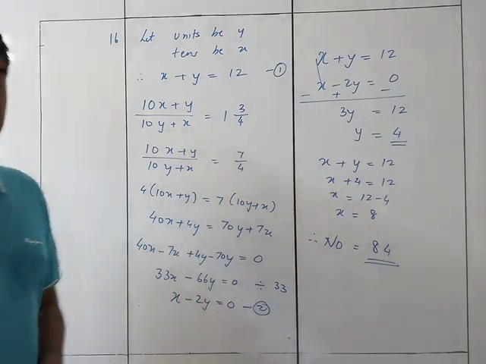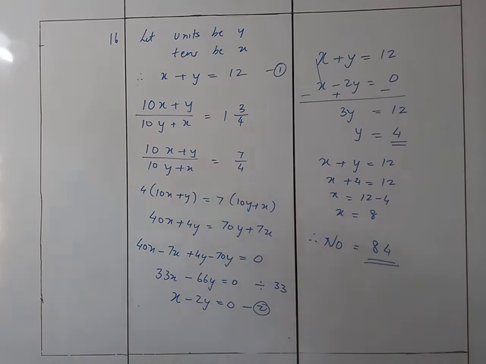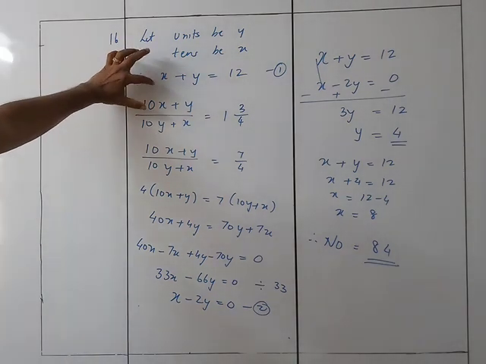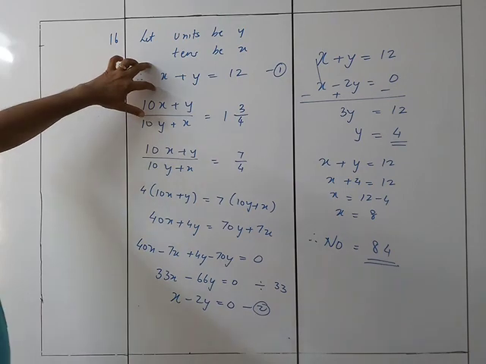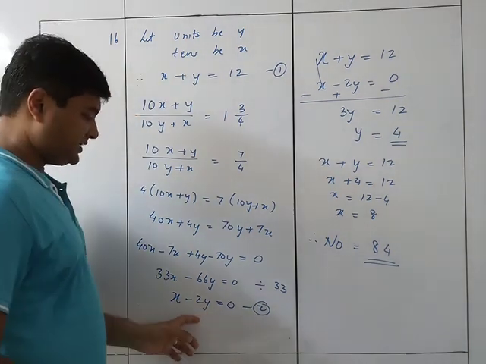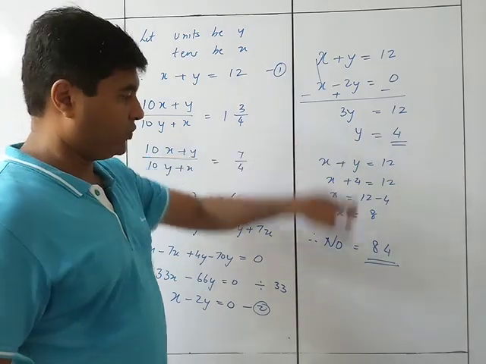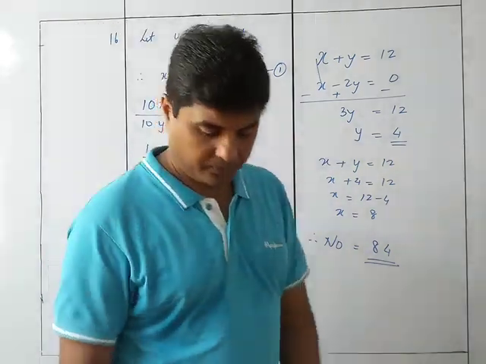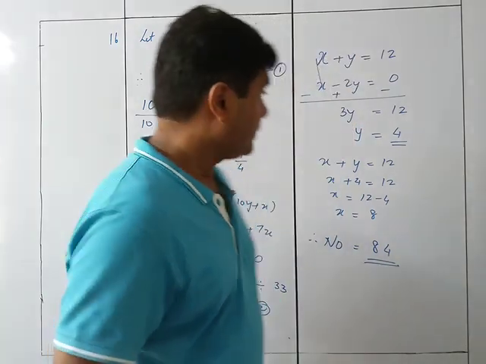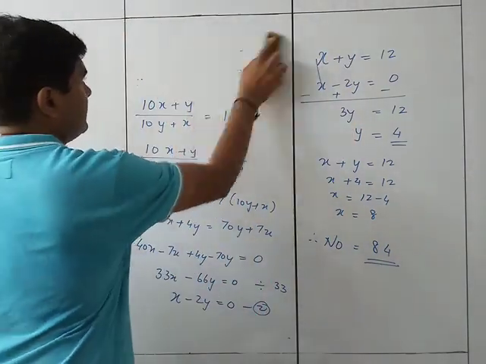Are we clear on this? Okay. First equation, which was the second part which was given to us. This is the second equation. Accordingly, x is 8, y is 4, number is 84. We go to the next one, that is sum number 18.